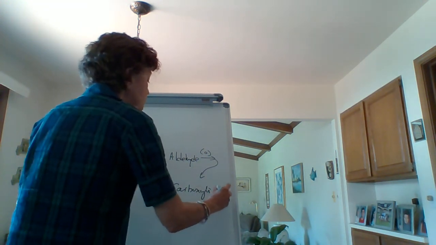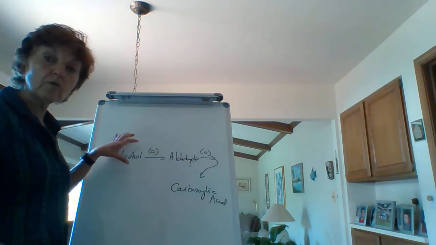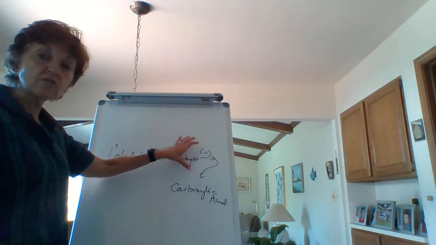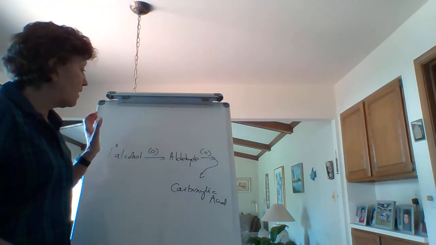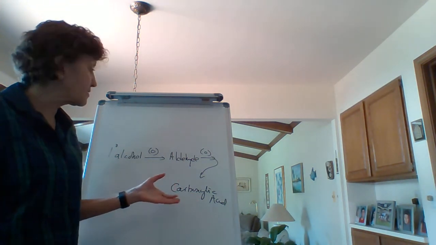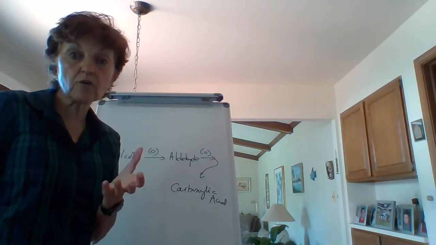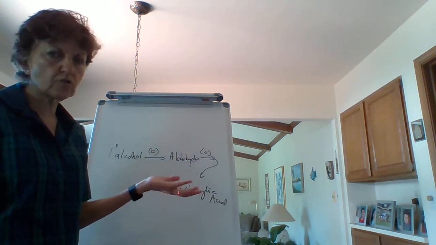So you can have two starting points to end up with a carboxylic acid. You could either start with a primary alcohol, you could eventually get there, or just go ahead and start with an aldehyde and you'll eventually get there, all right? If you start off with a secondary alcohol, you're not going to make it to a carboxylic acid. Secondary alcohol, remember, gets oxidized and turned into a ketone, and ketones aren't oxidized and turned into anything.